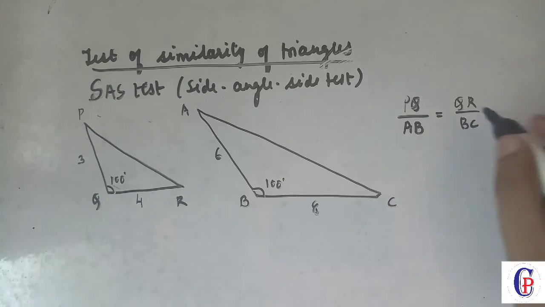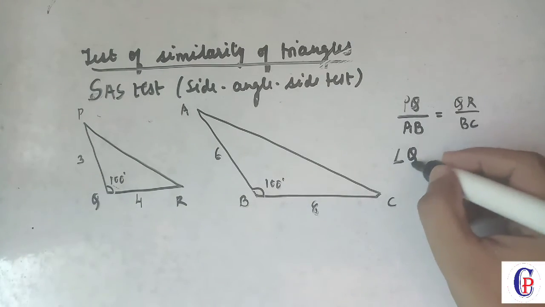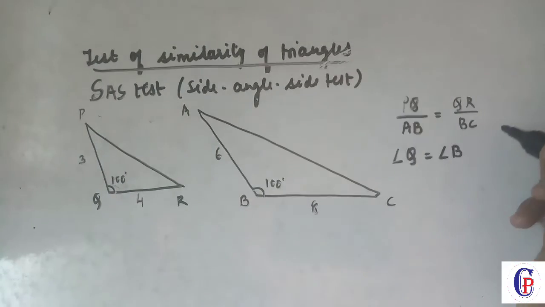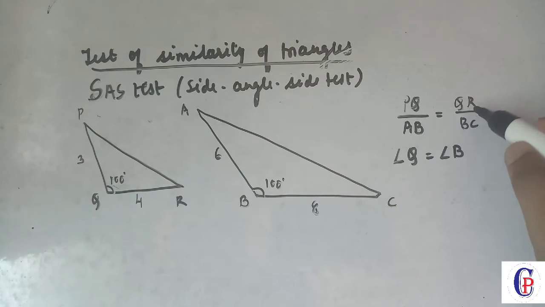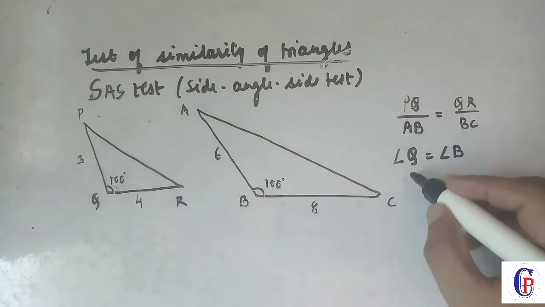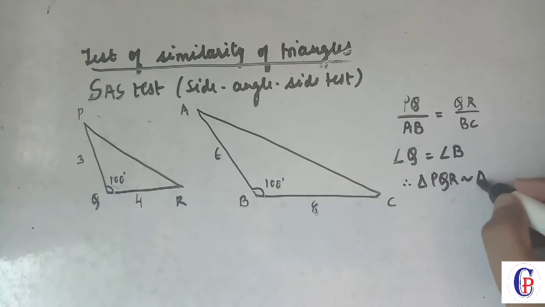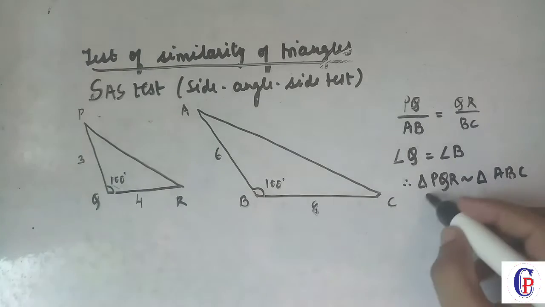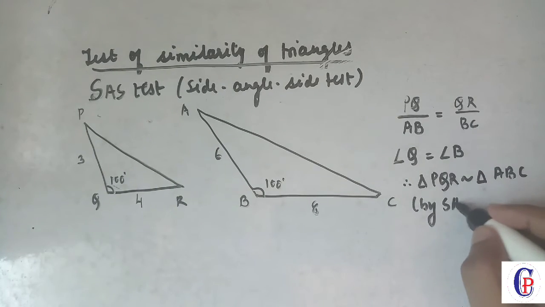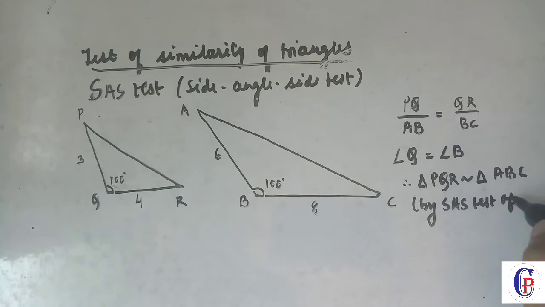Okay. And we also have angle Q is equal to angle B. So what did we get? Two sides equal and an angle equal. So we can say that, therefore, triangle PQR is similar to triangle ABC by which test? By the side angle side test of similarity.